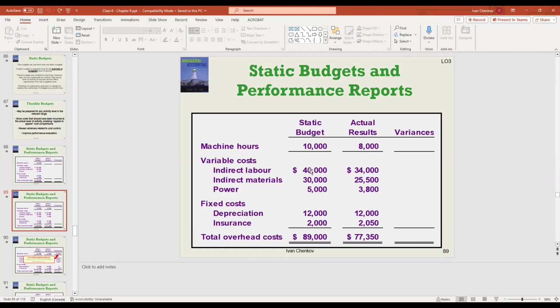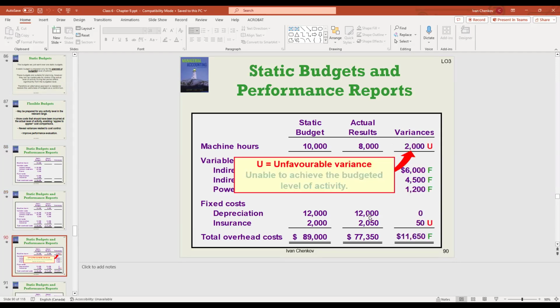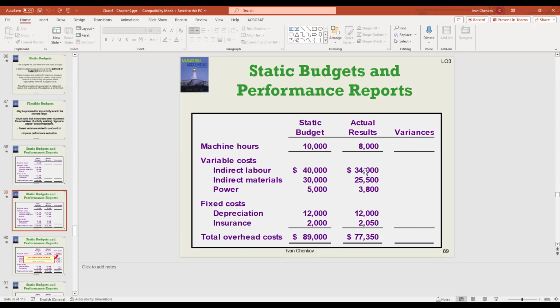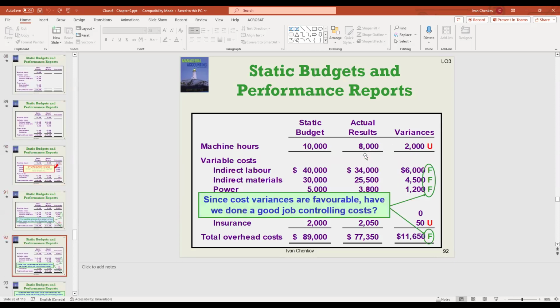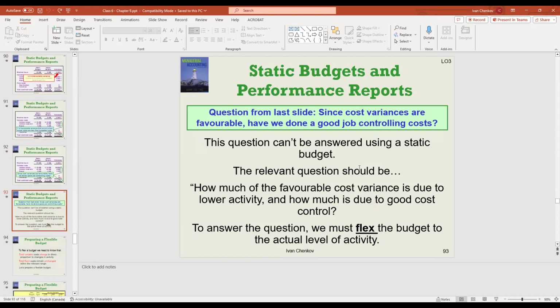The question is, is this helpful the way it is to understand whether you are saving money or not? As you can see, everything looks like you're saving money. You're saving on the indirect labor, on the indirect material, and on the power. But obviously you're going to ask why. Because you're using the machine for fewer hours. How can we make this more useful? We can make it more useful by preparing a flexible budget.